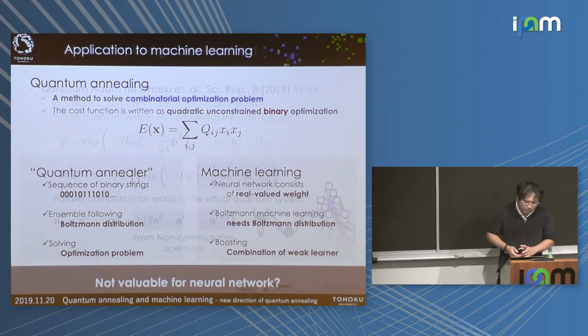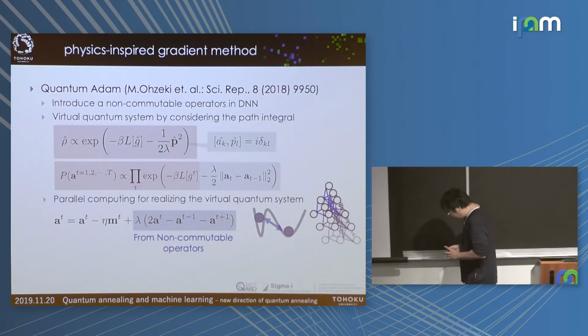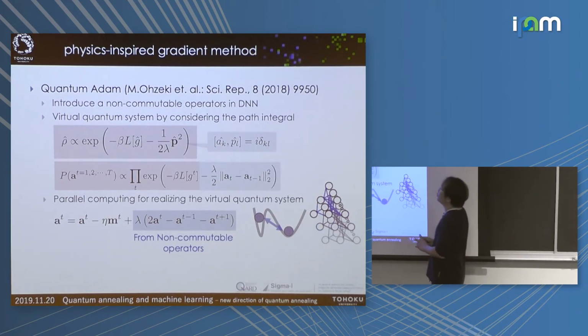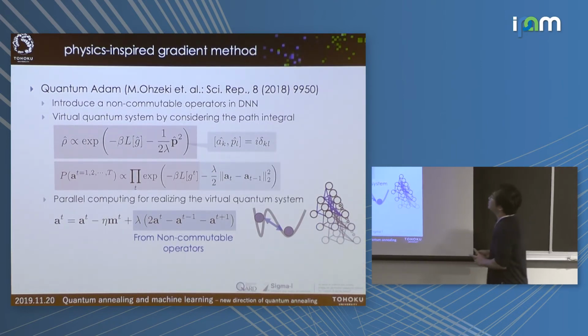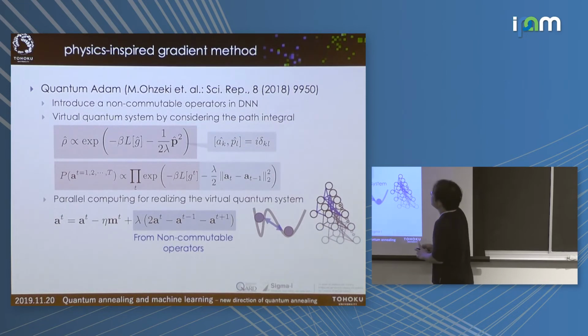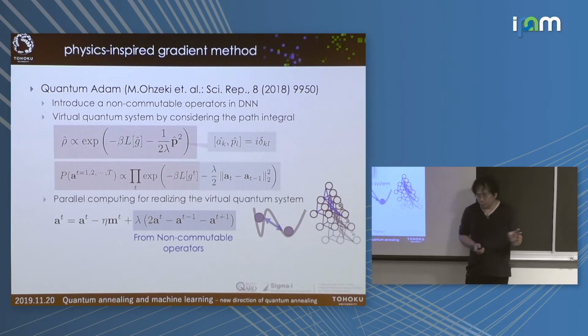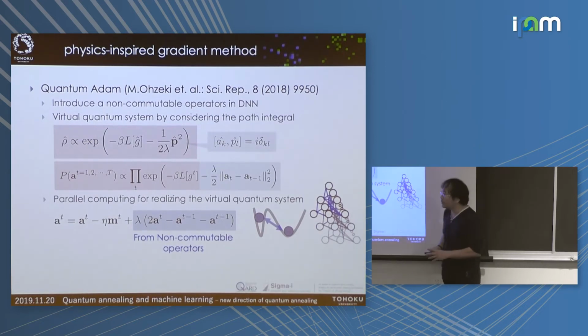But let me consider an application of quantum mechanics to neural networks. This was done in 2018 by the Mao group. We proposed a quantum Adam. Adam is a standard tool for optimizing neural networks, and we consider a quantum version of Adam.